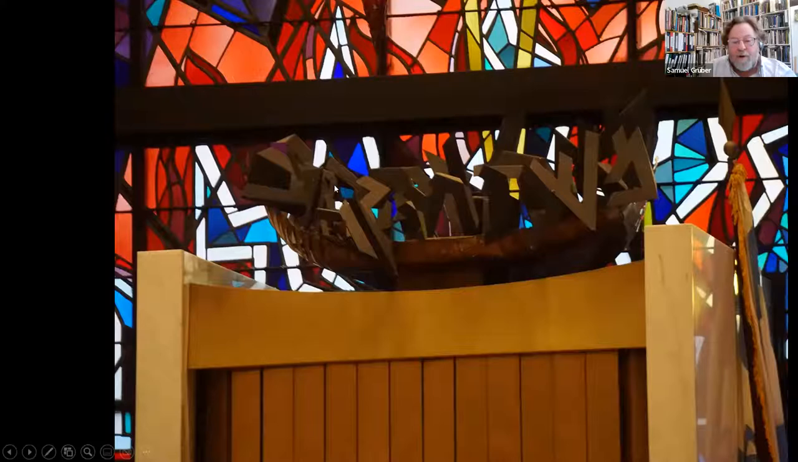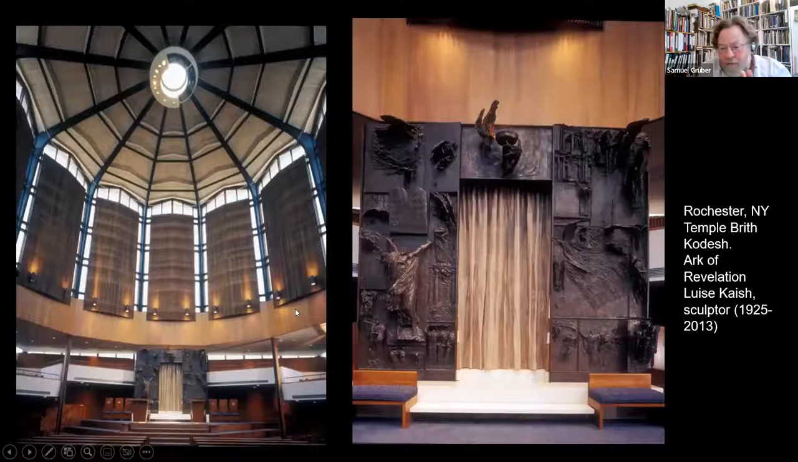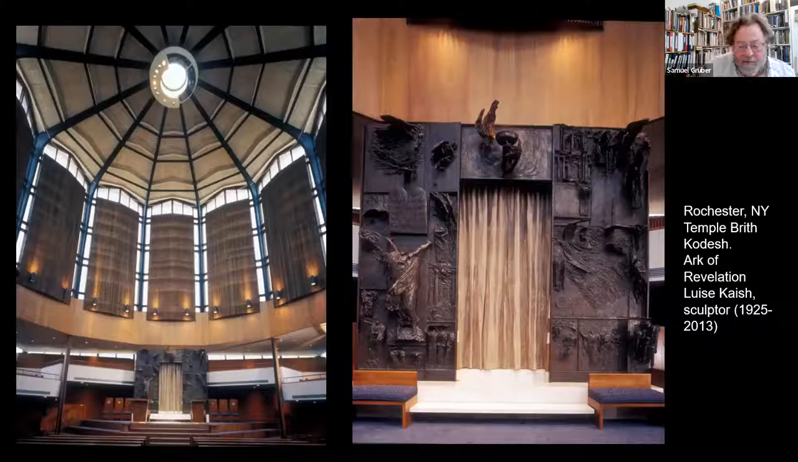Very different is the roughly contemporary ark, the so-called Ark of Revelation, that was designed by the artist Louise Keish for the Brith Kodesh Synagogue in Rochester, New York, which was designed by the noted architect Pietro Belluschi, who was a leading modernist, but also somewhat of an expressionist too. When he left the Pacific Northwest, where he was very well known for his buildings using redwood, he came east to be dean of architecture at MIT, and he began to design a lot of churches and synagogues on the East Coast. They used some of the same aesthetic and the same materials, but they evolved somewhat differently as well. In all, Belluschi did five synagogues, but Brith Kodesh is the largest and I think the most impressive.